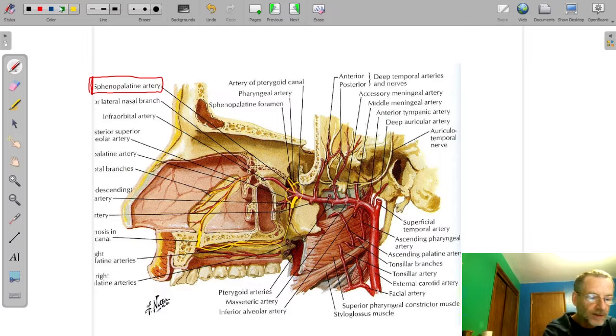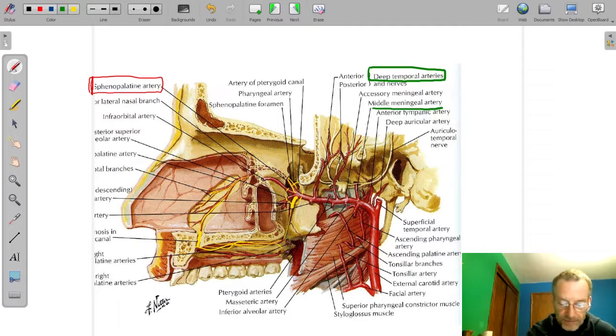Also shows some of the other arteries that we were looking at, the deep temporal arteries, and the middle meningeal is shown. I mean, you can just look in here and kind of review. Superficial temporal. Okay, next slide.